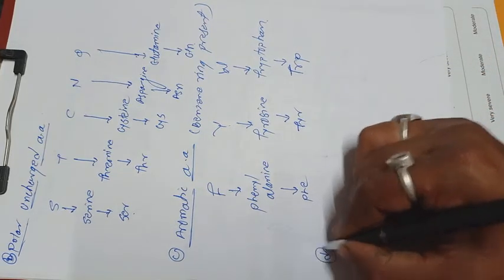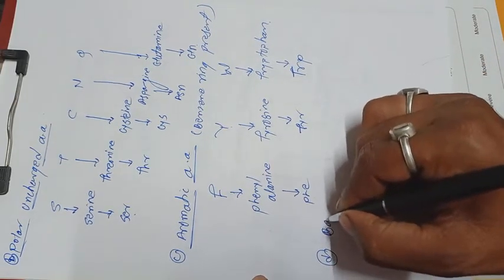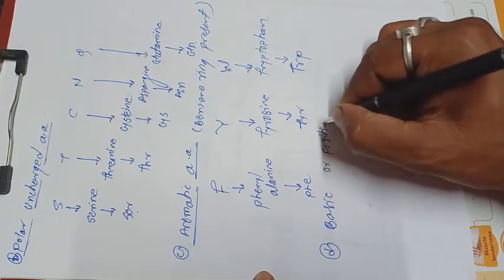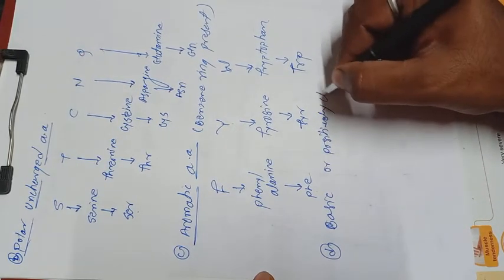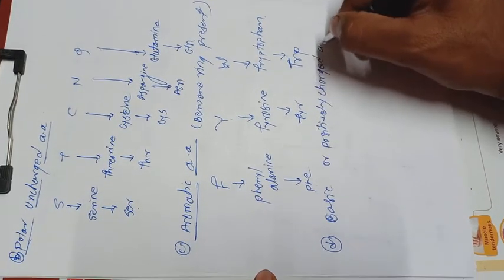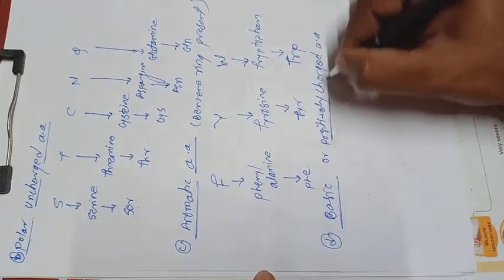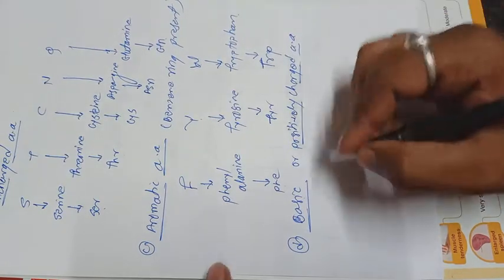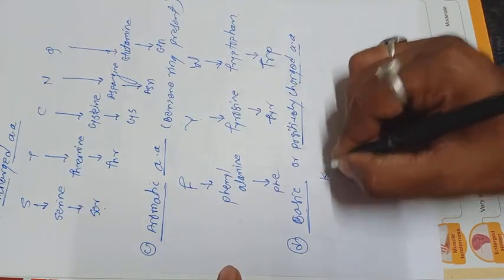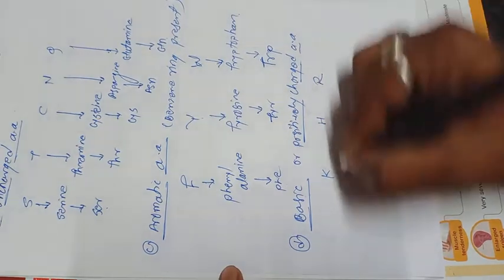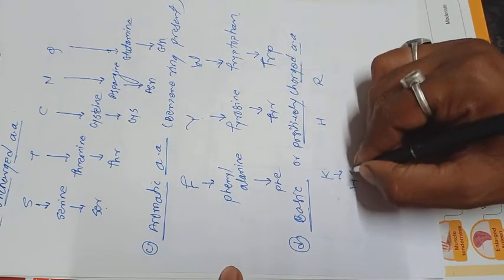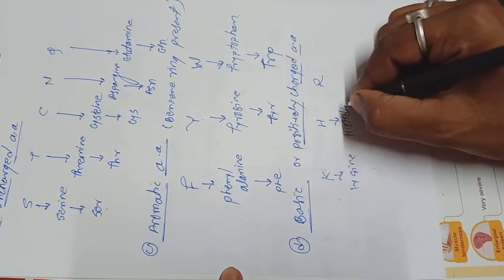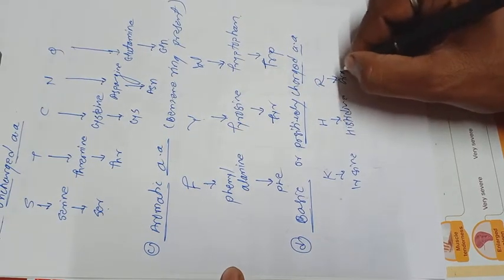Then the fourth type, that is basic or positively charged amino acids. Basic or positively charged amino acids. So these are basic, and they are the charge carriers, that is positive, that is K, H, and R. K stands for lysine, H for histidine, and R for arginine.